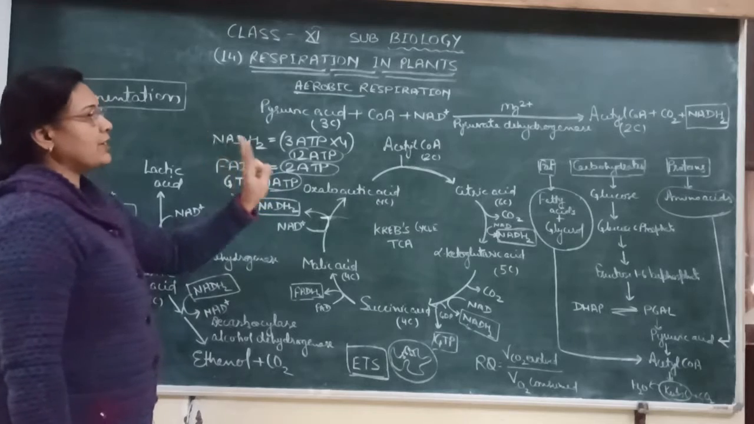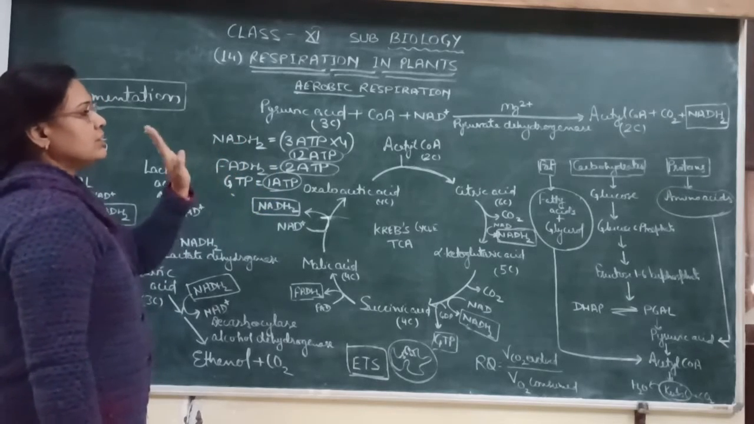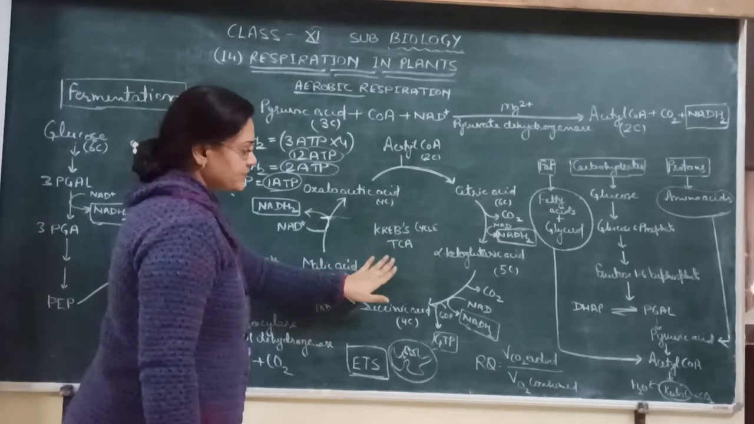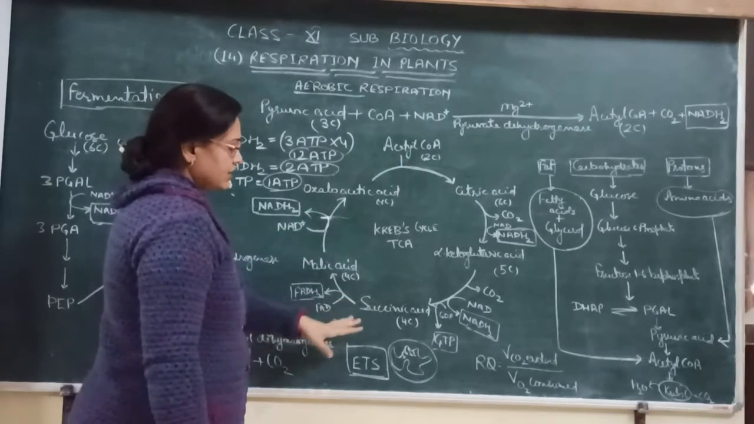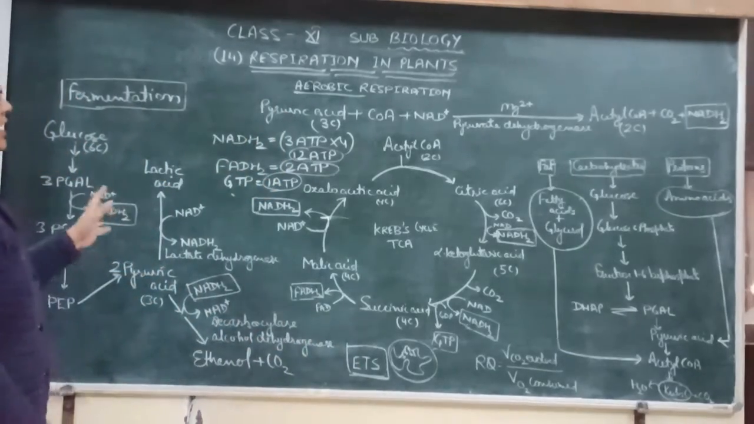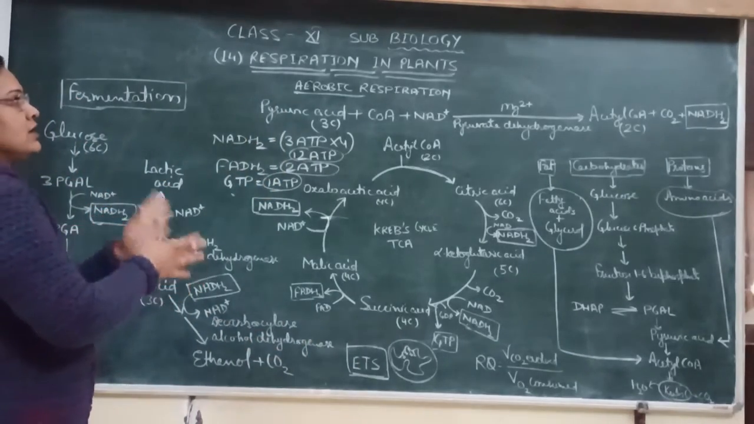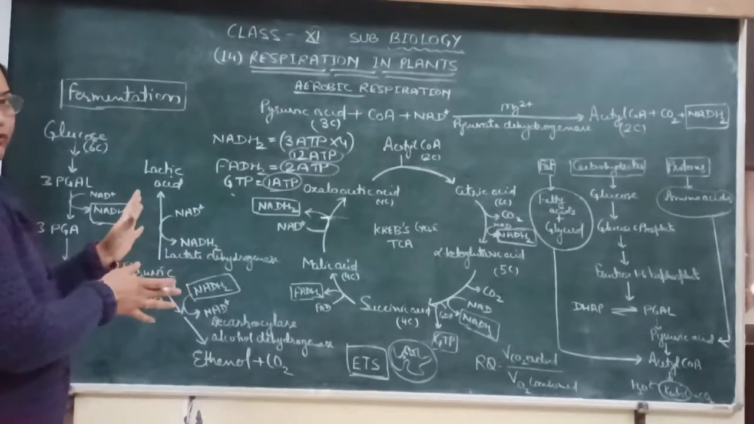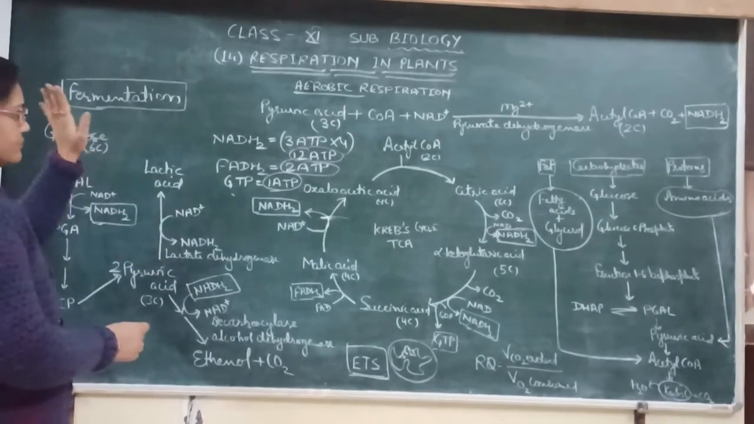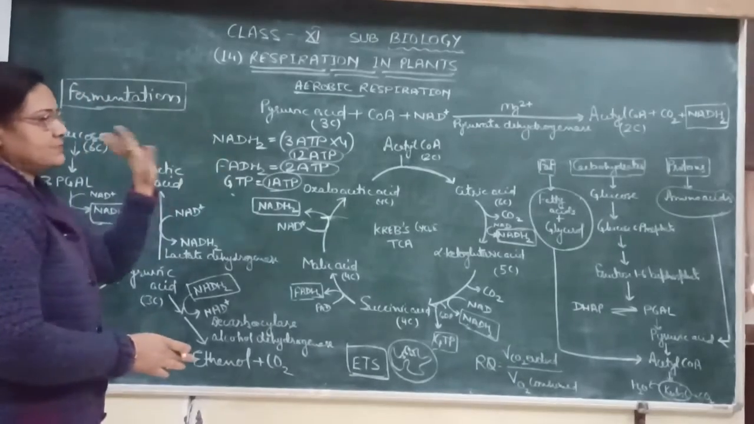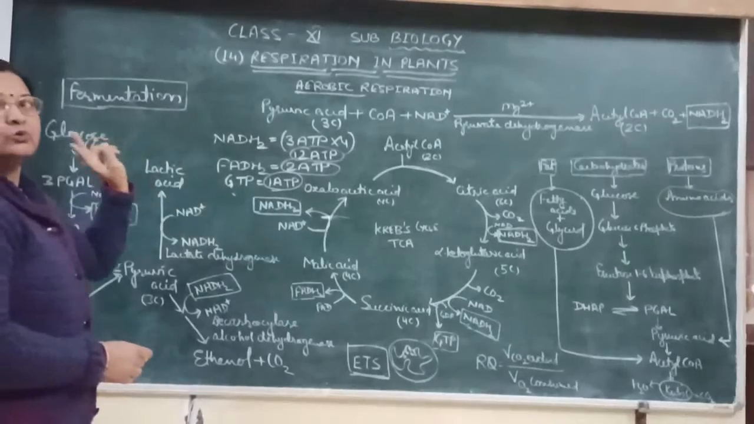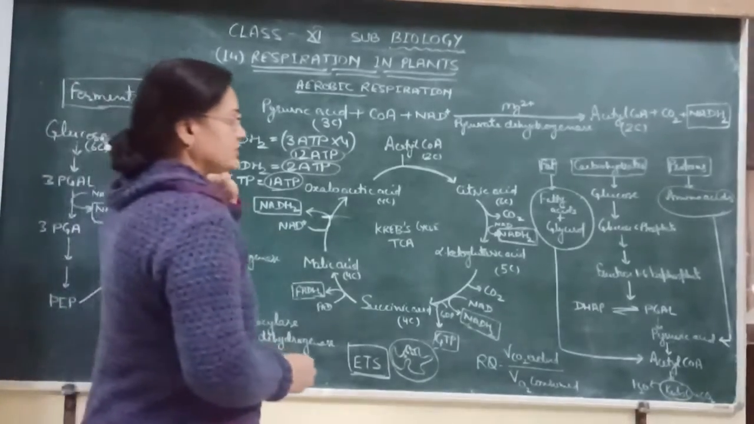And here there are 2 pyruvic acids. So a total of 30 ATP are formed in the Krebs cycle, but it is converted into ATP form with the help of ETS. And by the complete oxidation of one molecule of glucose, a total of 38 ATP are produced by glycolysis and the Krebs cycle, and in anaerobic respiration only 2 ATP molecules are formed.